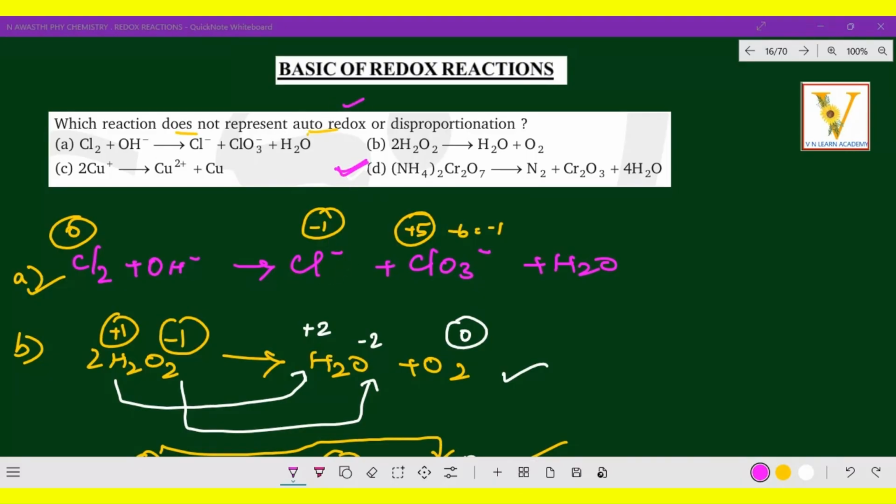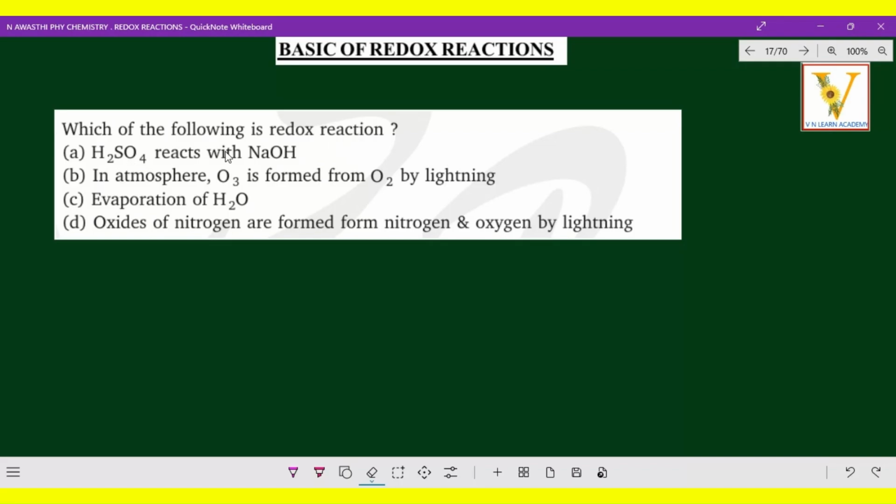Come on, let's go to the next question. Which of the following is a redox reaction? H2SO4 reacts with NaOH. In atmosphere, O3 is formed from O2 by lightning. Evaporation of H2O. Oxides of nitrogen are formed from nitrogen and oxygen by lightning. See, you will get a very clear idea about redox reaction, which is the correct option. Again, we are giving more ideas about redox reaction. So that means you have to be thorough with the redox reaction concept.